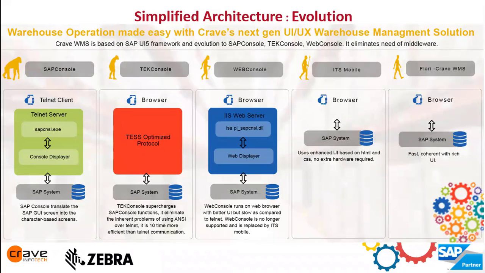ITS mobile has minimum middleware, but it has limitations on the user interface and on how it works with other technologies like iOS and Android. While with the Fiori-based application, they completely simplify this. You have the SAP system, and then the same Fiori-based application can go on desktop, iOS, and Android, and you have a simplified architecture. So what Android in warehouse brings to the table is basically simplification of the architecture and simplification of the user interface.